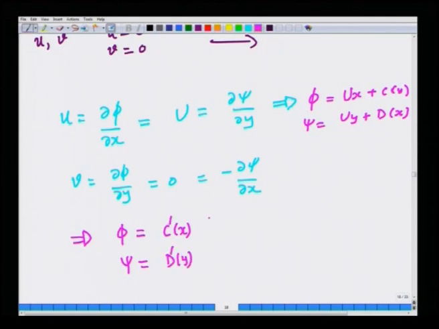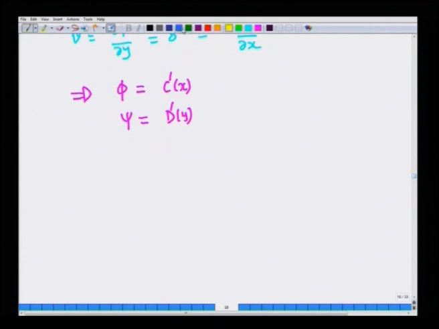Let's call it c prime d prime to distinguish from these two. So, if you compare these two equations, phi is u x plus a constant that is a function of y, but here phi is a constant only as a function of x. So, this constant c must be 0. Likewise, for psi, it is u y plus a constant of x and it is also a constant of y. So, this constant of x is 0. So, both these equations therefore imply that phi is u x and psi is u y.